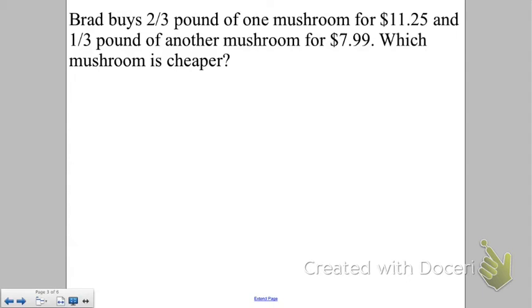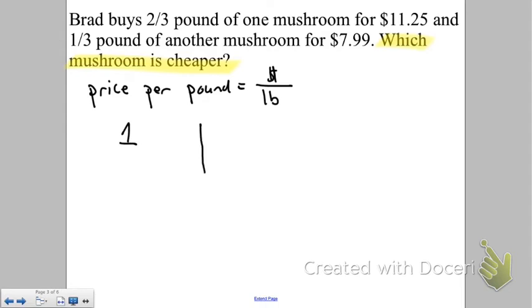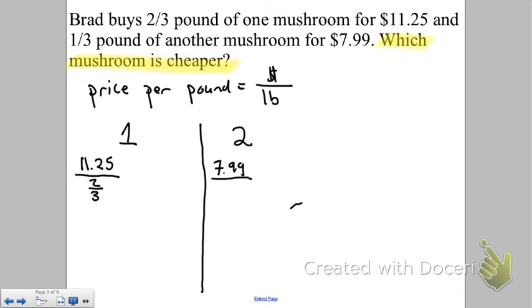If we need to know which mushroom is cheaper, we need to figure out the price per pound. That means we need the price, or the money, over the pounds. So we have mushroom 1 and we have mushroom 2. The price of mushroom 1 is $11.25 and the pounds is 2/3. Mushroom 2 costs $7.99 and the pounds is 1/3.